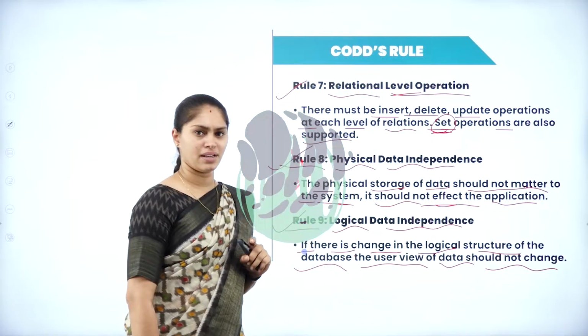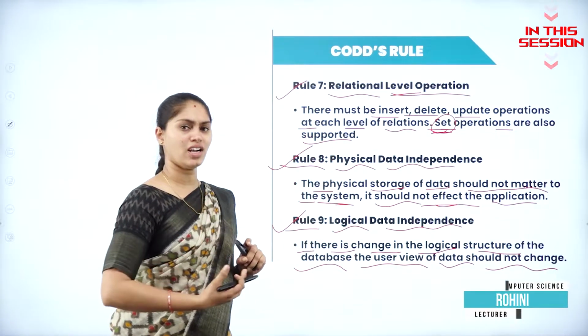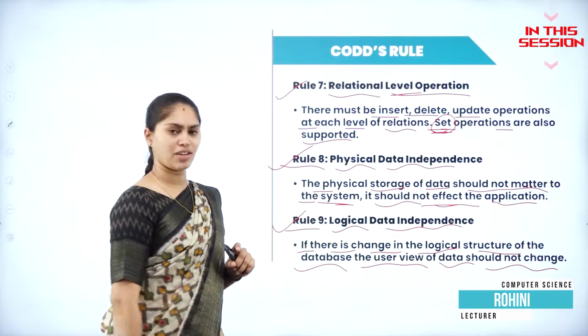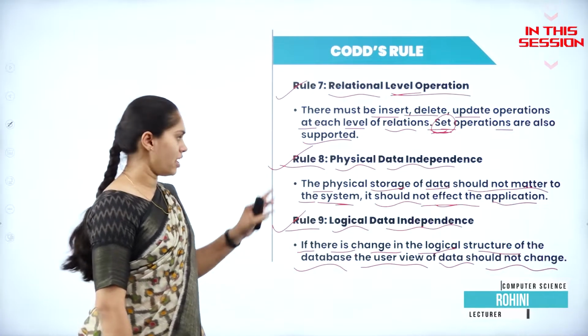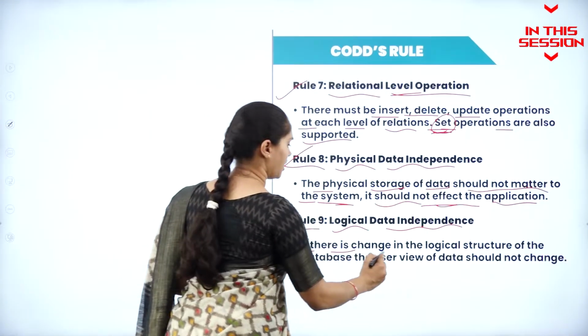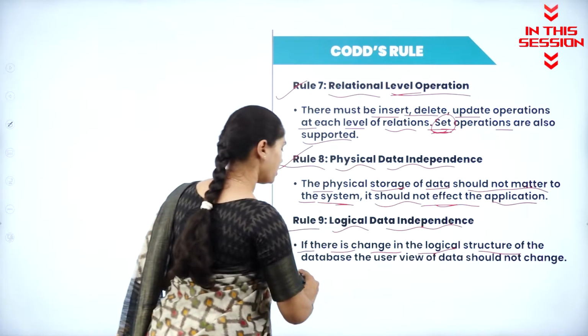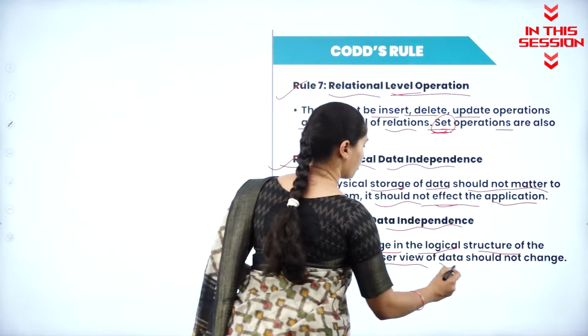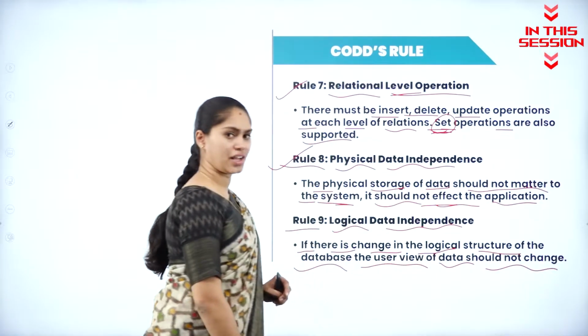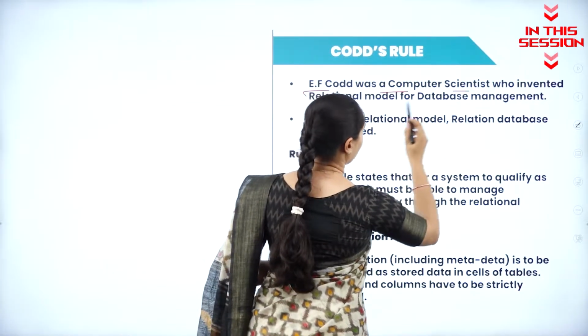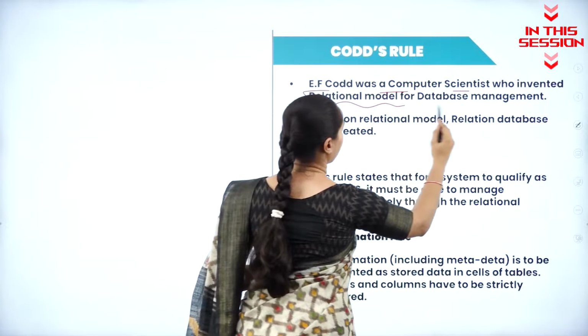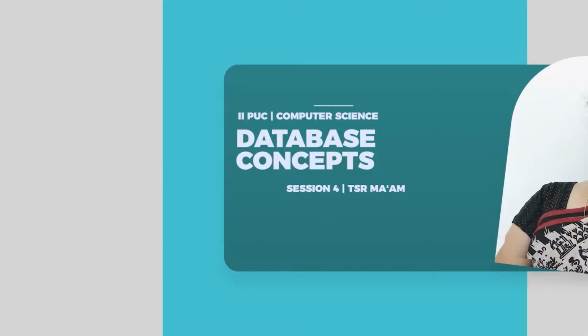Physical data independence: it should not change the content of the next level if you are making some changes to the low level or physical level. If there is a change in the logical structure of the database, the user view of the data should not change. E.F. Codd was a computer scientist who invented the relational model for database management.